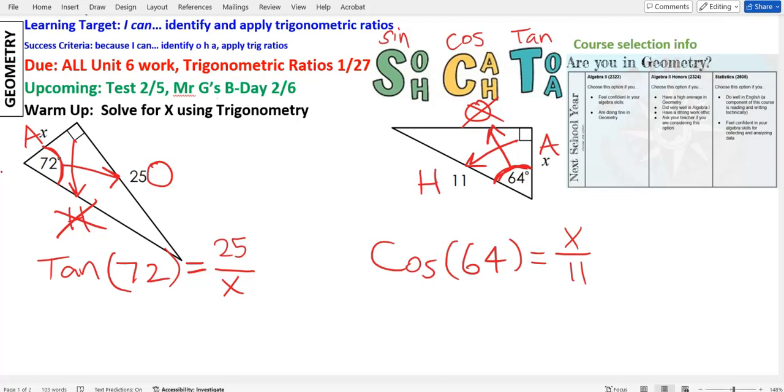When X is on the bottom, you're going to take this whole trig and switch it with this X on the bottom. They switch places. You essentially multiply and divide both sides, and you can do two steps in one just by switching them. So this X goes to the left by itself. 25 stays on top. And then tan 72 goes to the bottom.